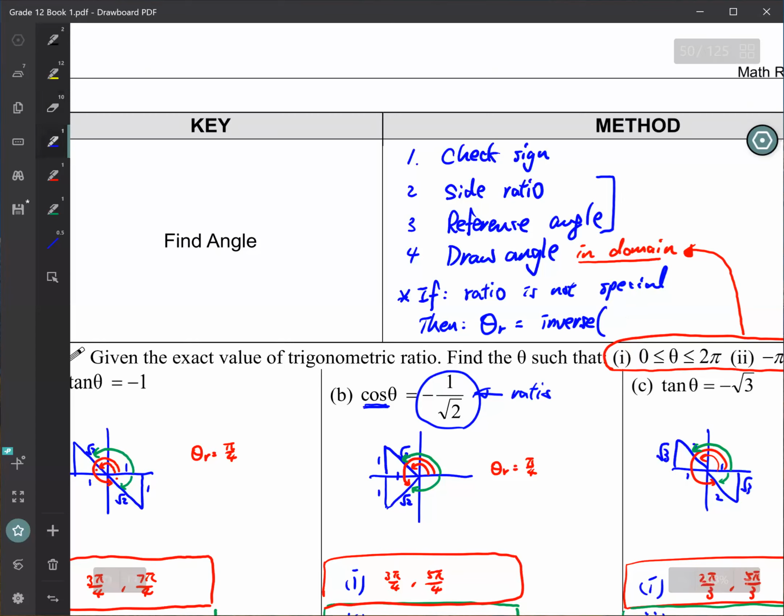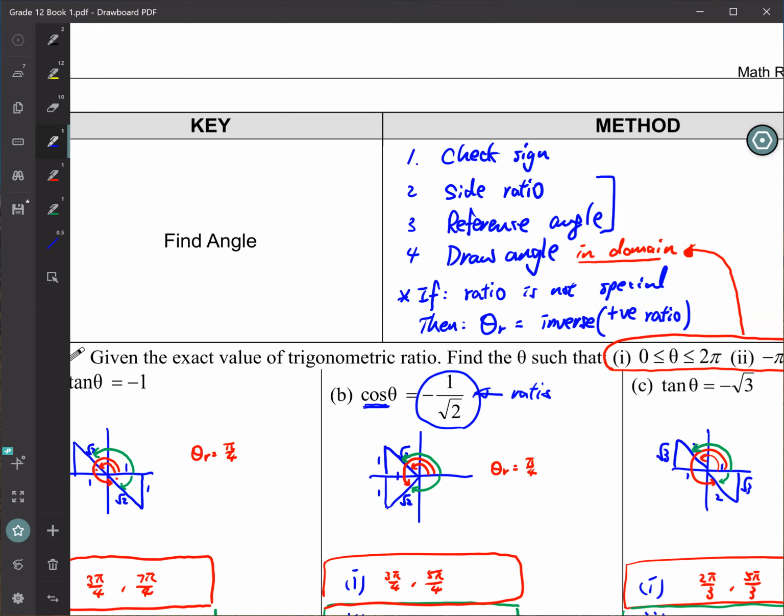Inverse means sine inverse, cosine inverse, tangent inverse, right? Depending on the question. So inverse of positive, okay, that's called positive ratio. Because reference angle cannot be more than 90 degrees, right? So you have to put positive ratio.